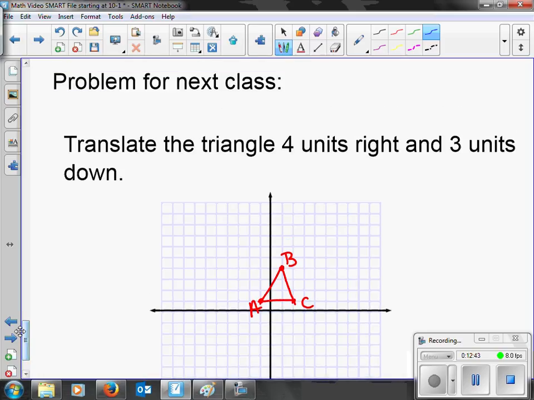All right, problem for next class. You need to translate the triangle 4 units right and 3 units down.